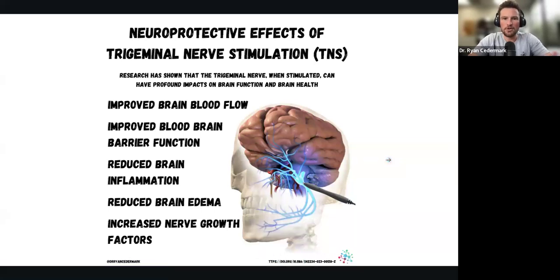Improved brain blood flow, improved blood-brain barrier function, which, if you're not familiar with the blood-brain barrier, our bodies have barrier systems. We have a skin barrier, lung barrier, gut barrier, brain barrier. If the blood-brain barrier gets disrupted, it's almost like somebody broke down the fence and now things can come in and tear up your yard.